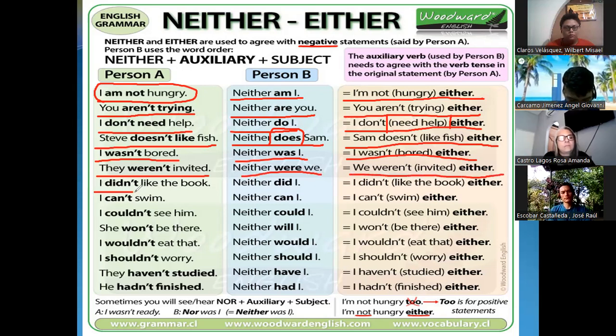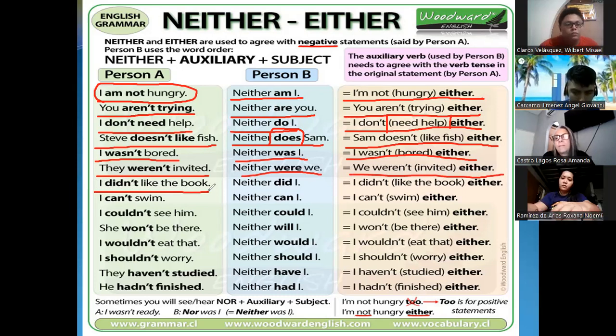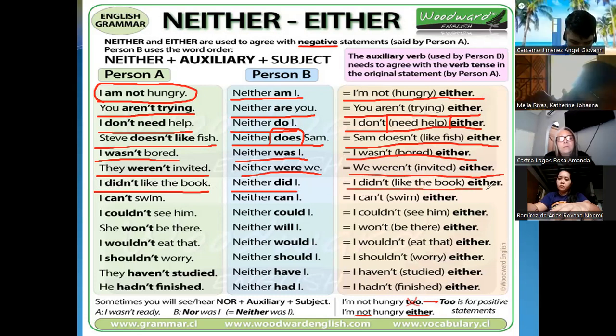What about with the simple past? Pay attention with the simple past. Wilbur. I didn't like the book. Neither did I. Neither did I, or? I didn't like the book either. All right, very good. What about the next one?